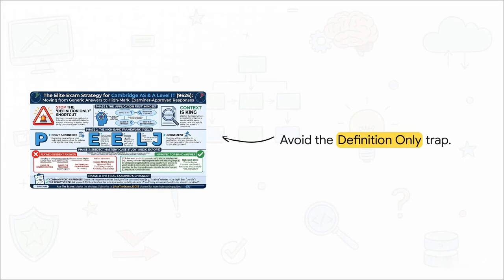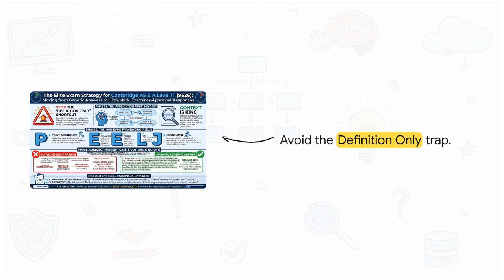That definition-only shortcut is a massive red warning sign for examiners. Naming a concept without actually explaining its mechanism in the given scenario is a classic wrong turn. For example, if the test asks you about audio export formats for a music production scenario, just saying higher sample rates mean better quality won't cut it. No way. You have to adopt an application-first mindset.